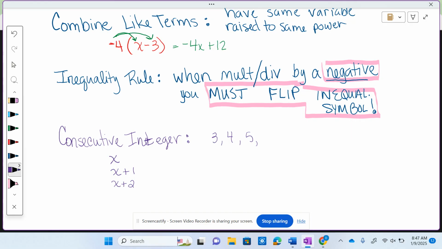We didn't put any consecutive even or consecutive odd on your test. I got voted down on that one. So you're welcome.